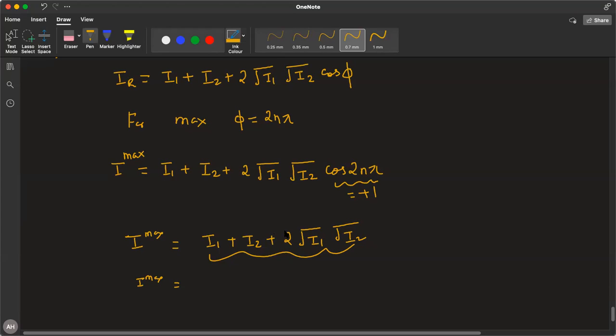Check if you can express it in terms of square of something, whole square of something. Yes, Amalia. Not I1 plus I2, but root I1 plus root I2 whole square. If you open the square, it's a square plus b square plus 2ab. So this is the relation for the maximum intensity.